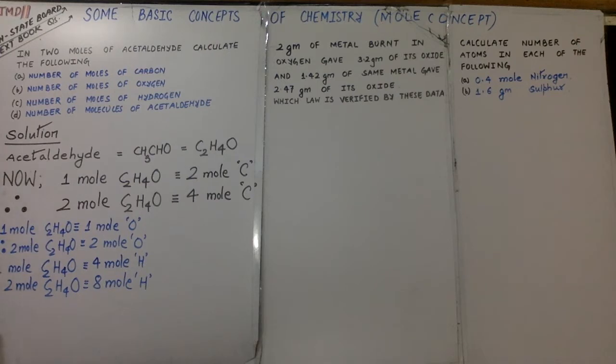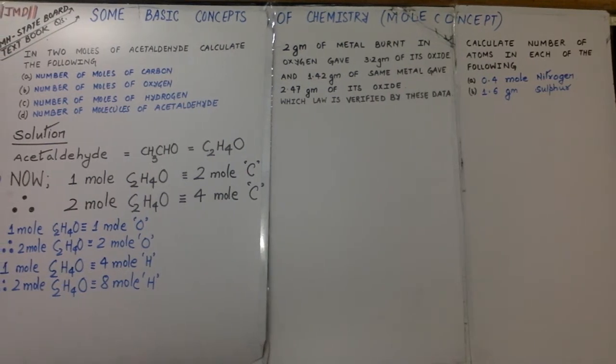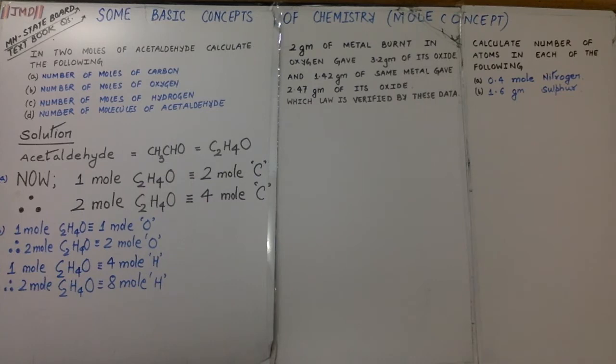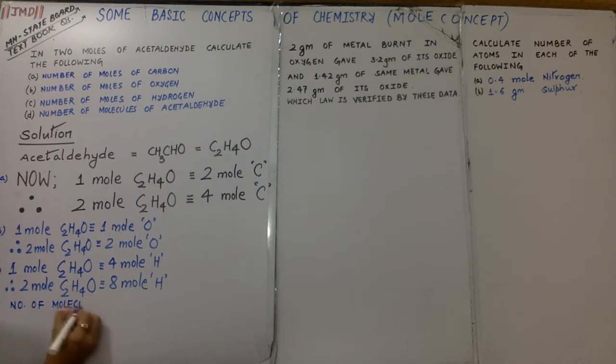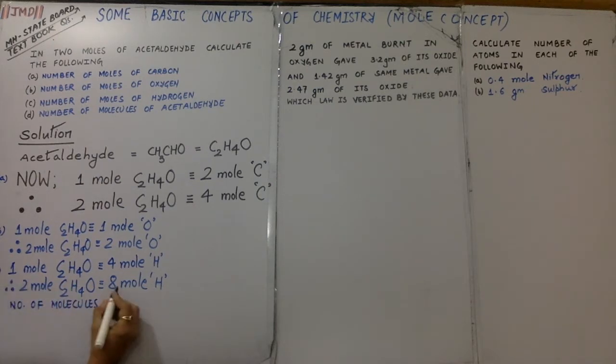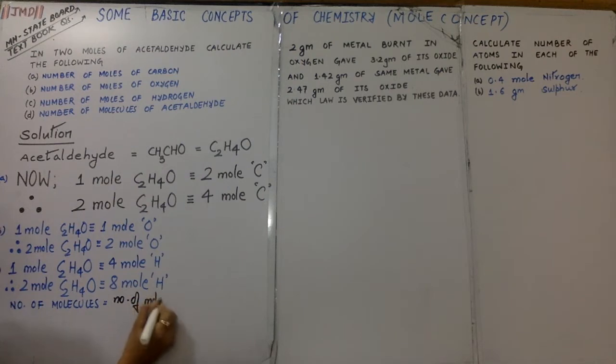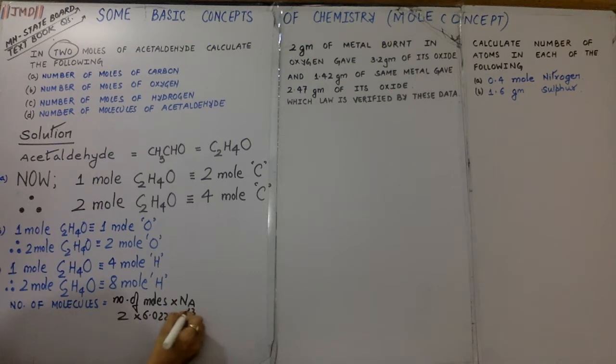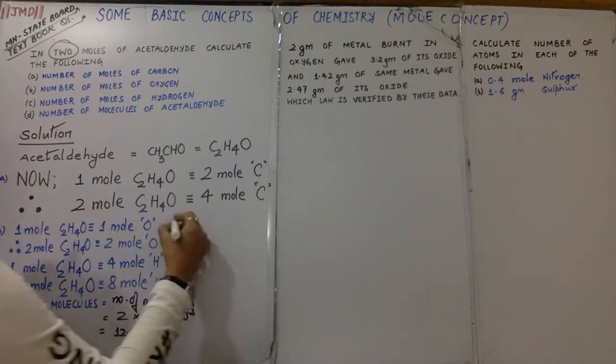Now, the last part of the question is D. Shift the board a little bit that side. Okay, D. Number of molecules. We know the formula: number of moles into Avogadro's number. Number of moles given is 2. 2 into 6.022 into 10 raised to 23 is 12.044 into 10 raised to 23. Last thing we write is result.